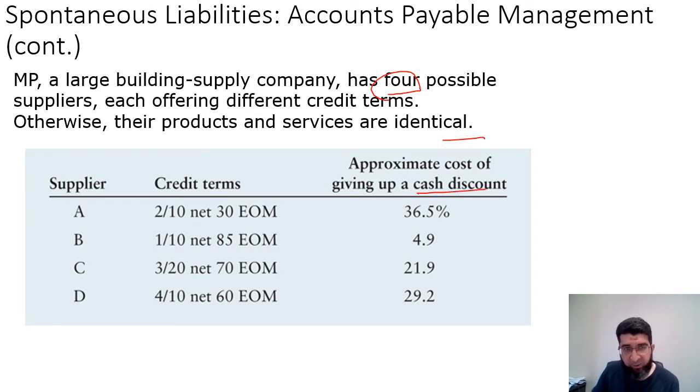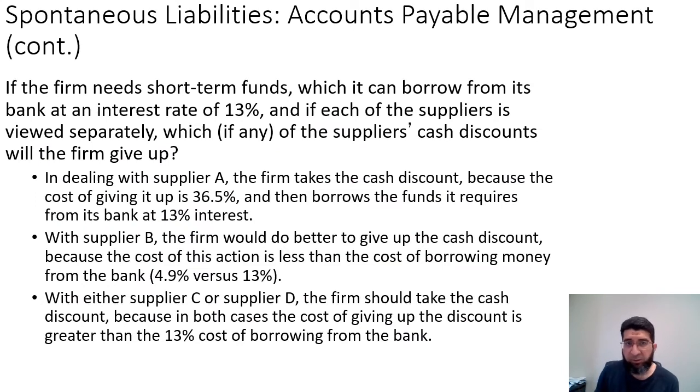So we see that supplier A is offering 2/10 net 30, which is 36.5%. B is offering 1/10 net 85, which is 4.9%. C is offering 3/20 net 70, 21.9%, and so on and so forth, with D, which is 29.2%. So if the firm needs short-term funds, which it can borrow from its bank at an interest rate of 13%, so now we have a benchmark. So we can borrow from the bank at 13%. If each of the suppliers is viewed separately, which of the suppliers' cash discounts will the firm give up? So which offer has to be accepted basically?